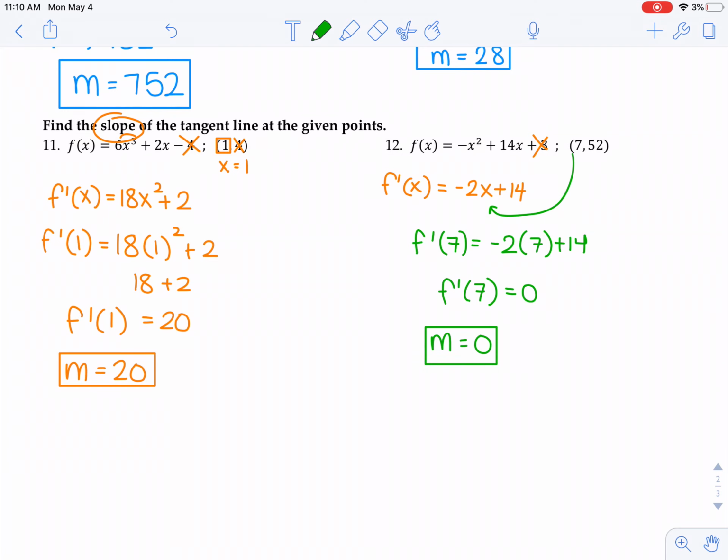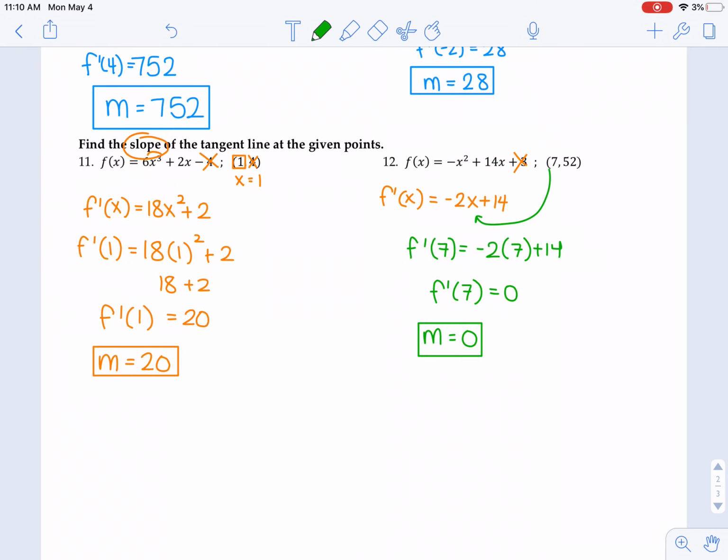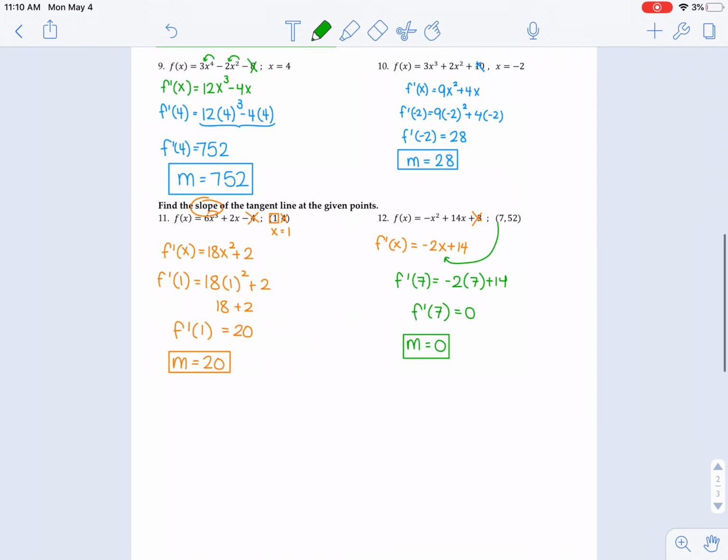So the slope of the tangent line is 7. I'm off, guys. The slope of the tangent line is 0. And that's what we got when we plugged in 7 to the derivative, okay? Whew, I hope that made sense. It was hopefully a lot of repeated actions. In other words, for every single one of these problems, we're taking the derivative, and then we're plugging in a value to the derivative. The number we get is the slope of the tangent line at that particular x value.